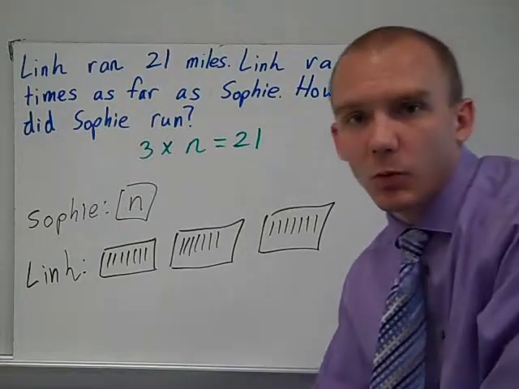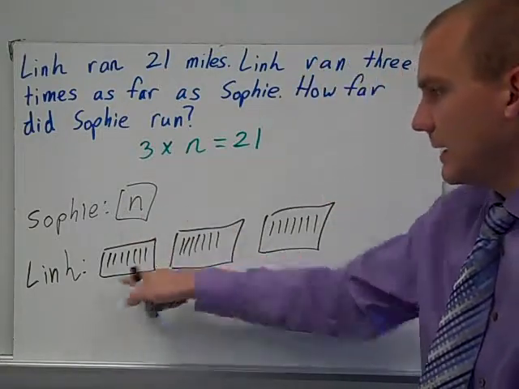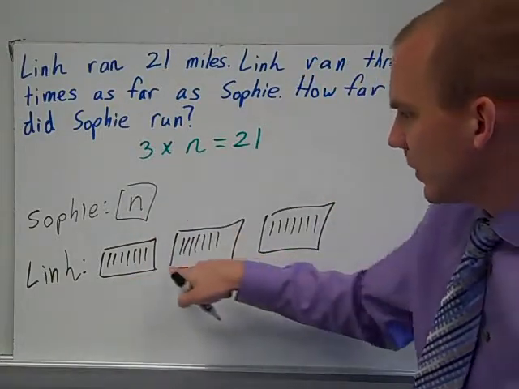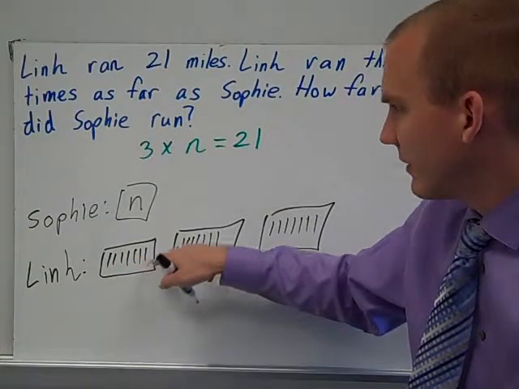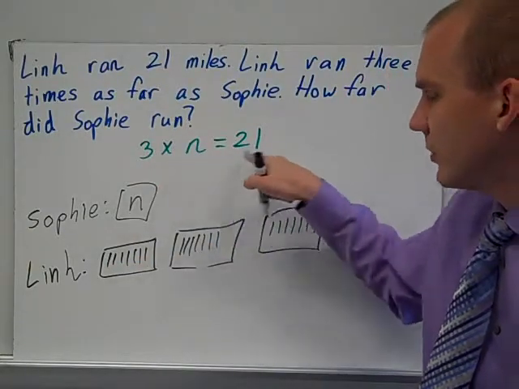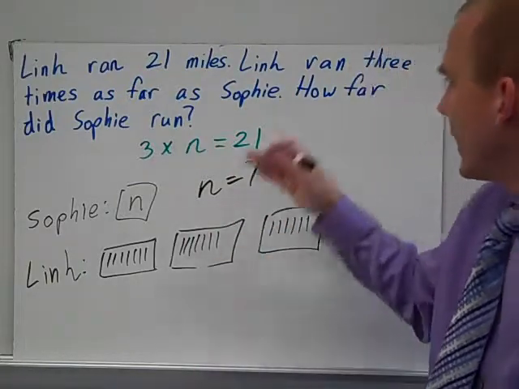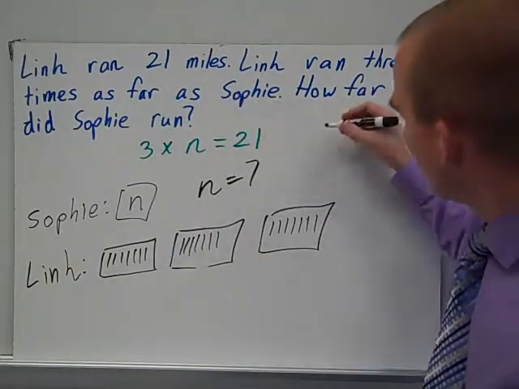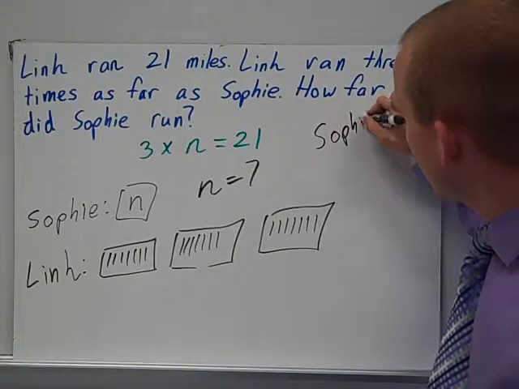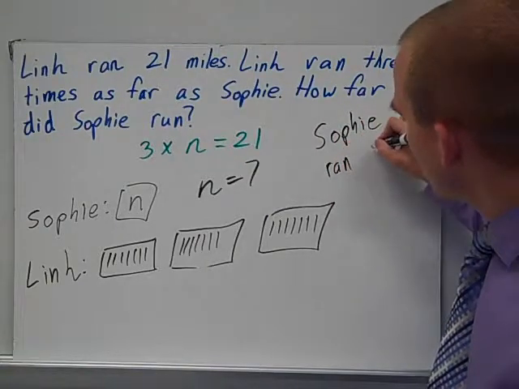Each one of these equals n. And that means that Lynn ran 3 times as far. So each one has 1, 2, 3, 4, 5, 6, 7, because 3 times 7 would equal 21. So n is going to equal 7. When I go back to the question, how far did Sophie run? Well, Sophie ran 7 miles.